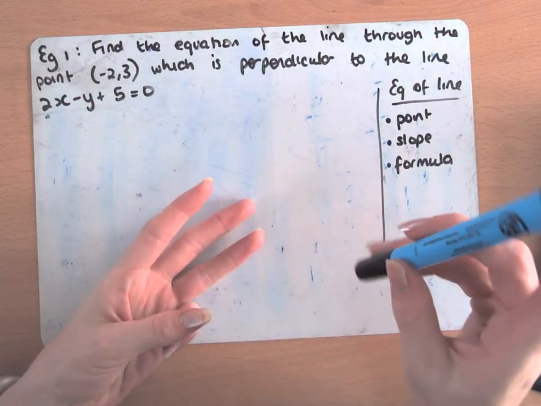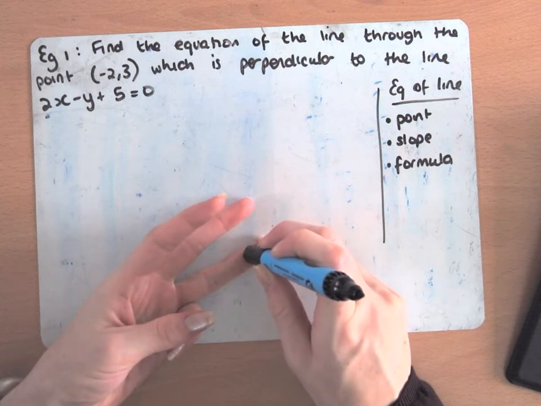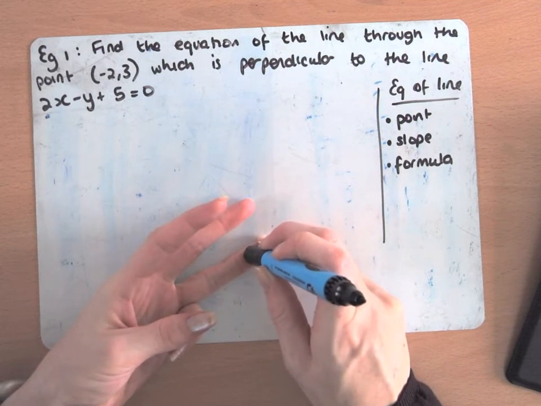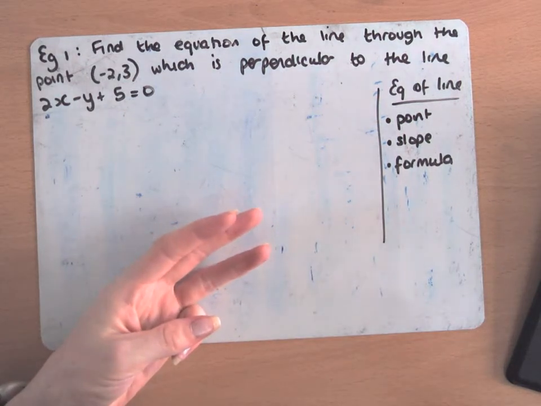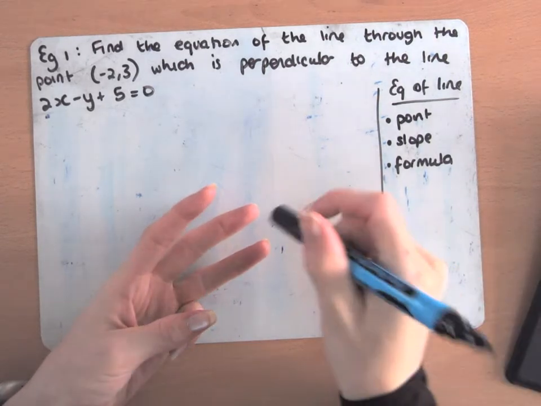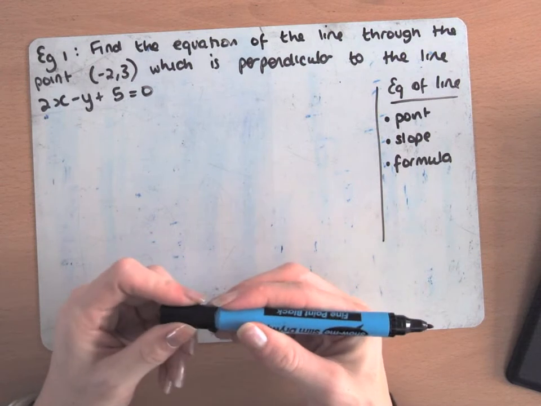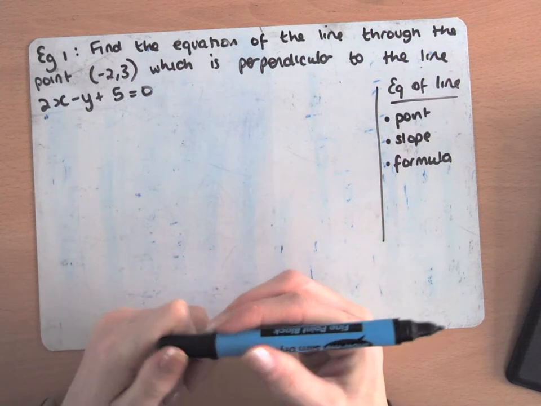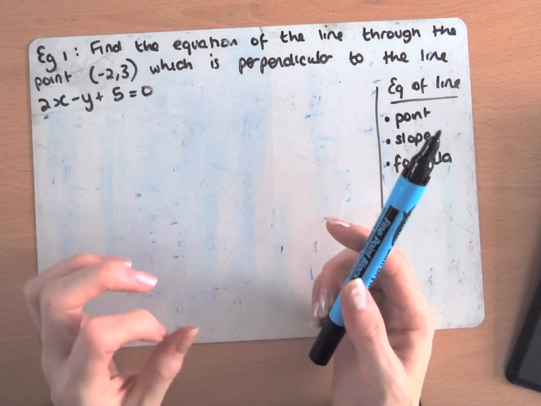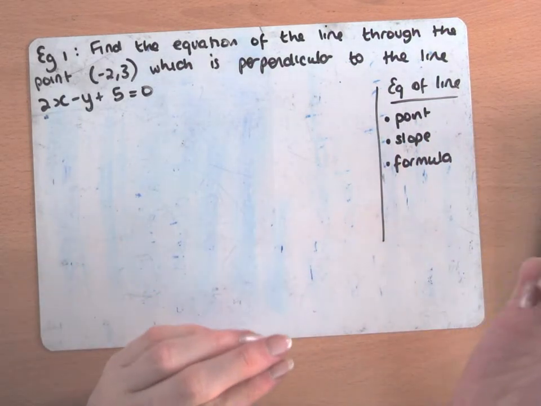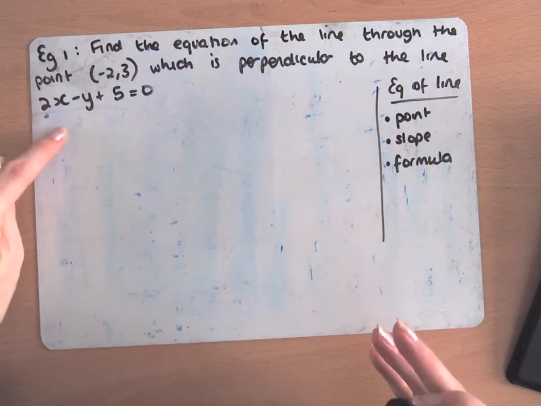We can use rise over run if we're given a diagram. We can use the slope formula if we're given 2 points. Or we can use y equals mx plus c if we're given an equation. What are we given? An equation.